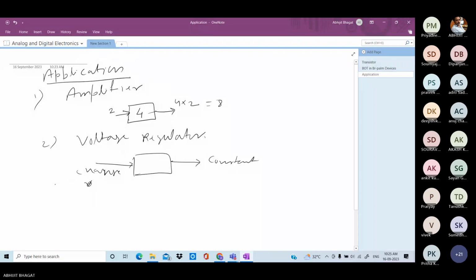Next one is switches. It is used for designing the electronic switches. So these are a few applications of transistor. Means on-off purpose. In case of switches, it is used for on-off purpose. It switches the circuit on, it switches the circuit off.